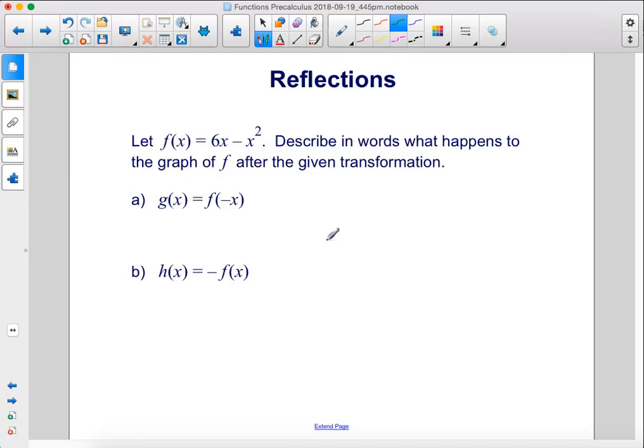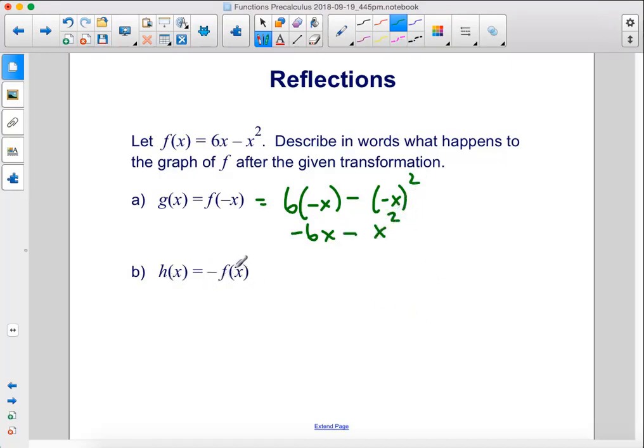Let f of x equal 6x minus x squared. Describe in words what happens to the graph of f after the given transformation. F of negative x will be a reflection over the y-axis. But let's just plug in negative x here and see what we get. 6 times negative x minus negative x squared gives us negative 6x minus x squared.